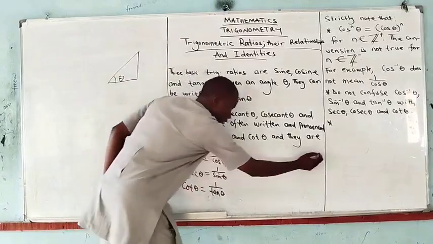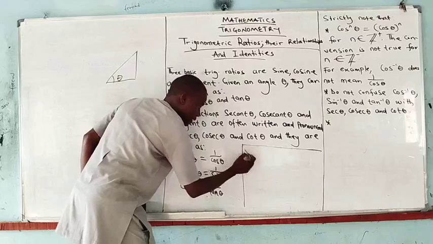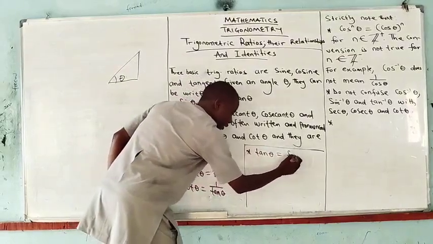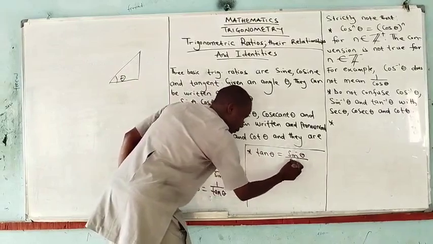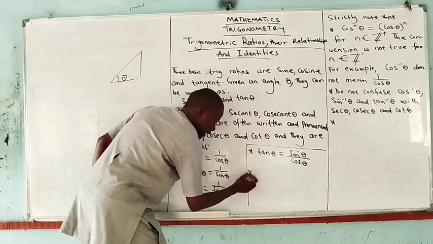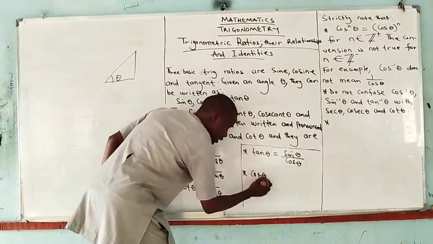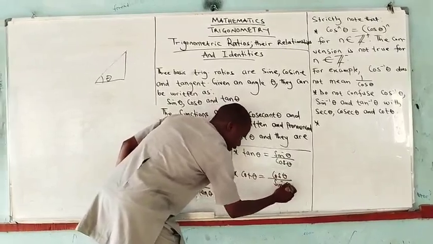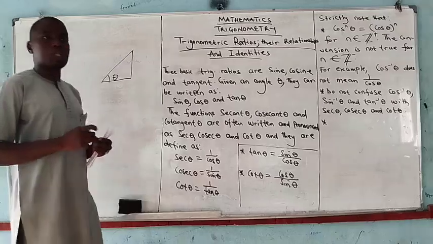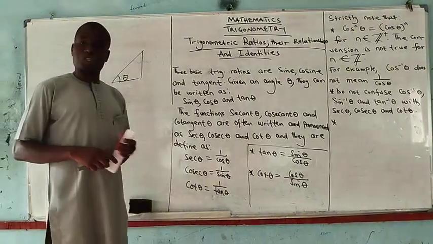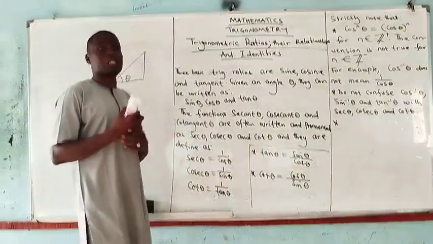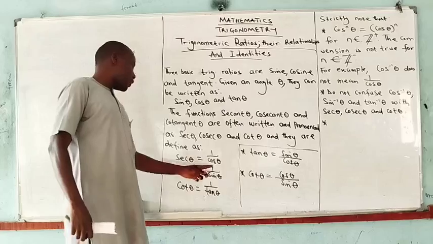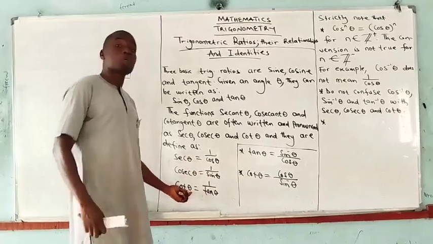Again, look at this. It's very important. Tan theta is also sine theta divided by cos theta. Again, cot theta is cos theta by sine theta. Another two important relationships between these three basic trigonometric ratios or functions. 1 over cos is sec, 1 over sine is cosec, 1 over tan is cot.